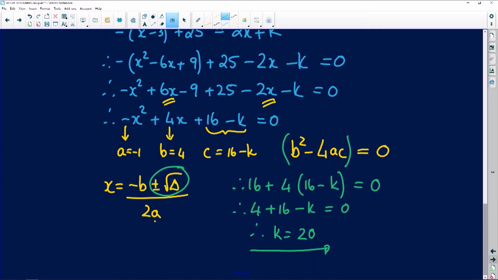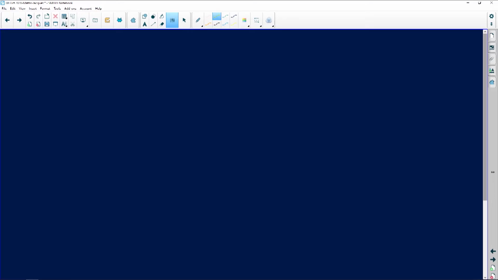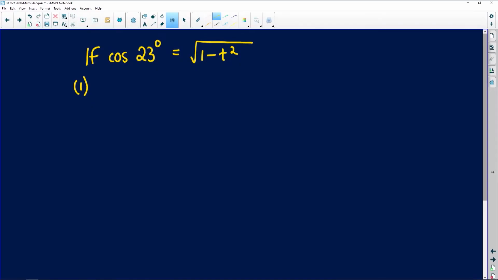This question is always a little bit problematic for matric students and for grade 11s when it comes into the paper. So let's go straight into the question. It says, if the cosine of 23 degrees is given as the square root of 1 minus t squared, express the following in terms of t. And this is a 7-mark question. There are 3 parts to this question. First part, in terms of t, the sine of 23.